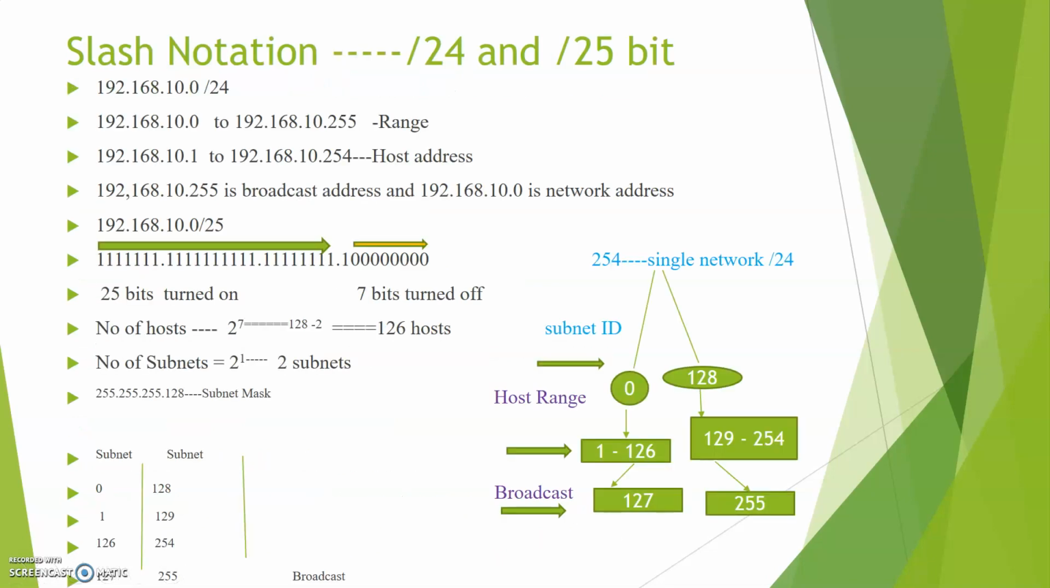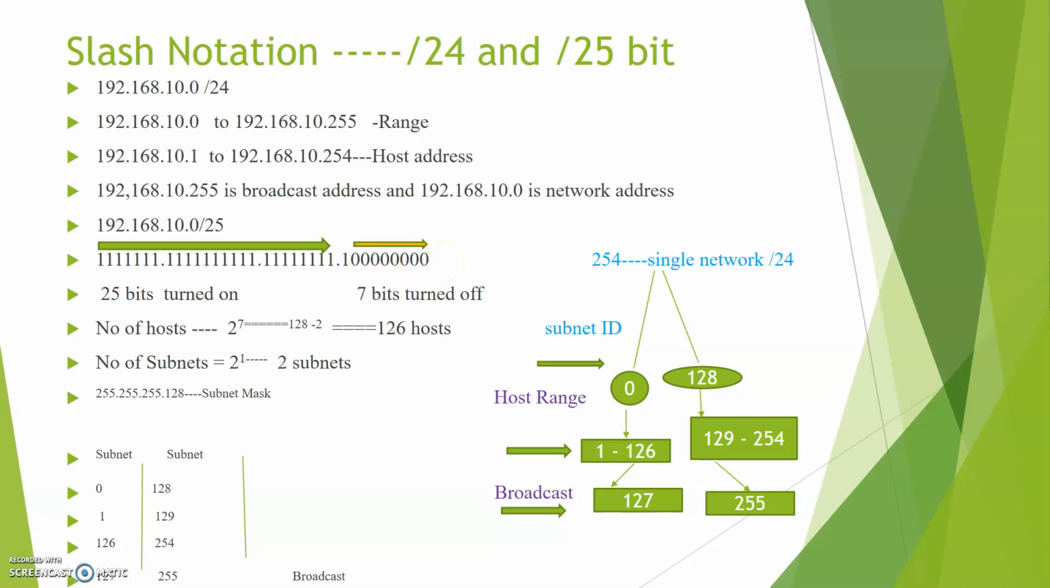So let us see the slash notation for /25. /25 indicates 25 bits are turned on. So I write the 25 bits as 1s: 8.8.8.1, so totally 25 bits. 25 bits are turned on and the remaining 7 bits are turned off, which are the host bits.